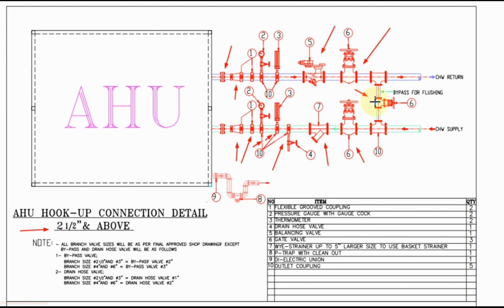The size of the bypass can be the same as the pipe size, or if you need to make it smaller, then you need to follow this rule. For pipe size 2.5 inch and 3 inch, the minimum size for the bypass should be 2 inch. But for pipe size 4 inch and 6 inch, the minimum size for the bypass should be 3 inch.